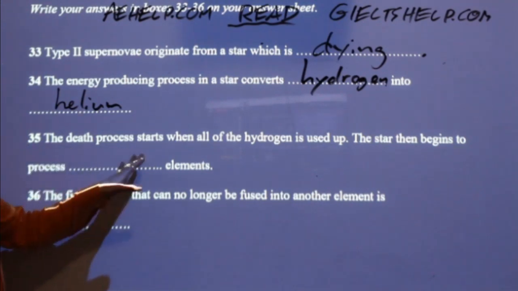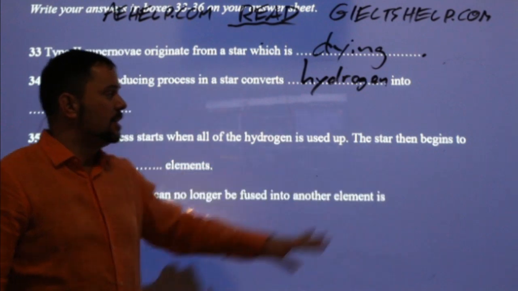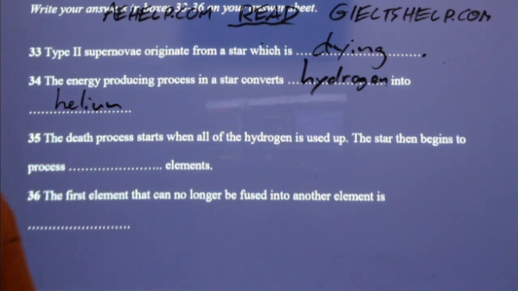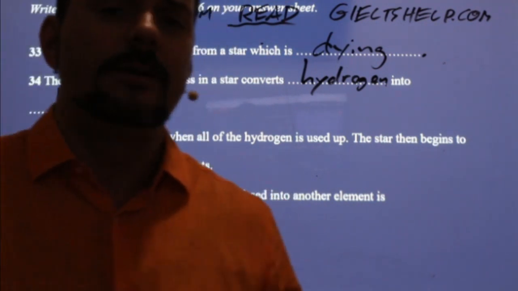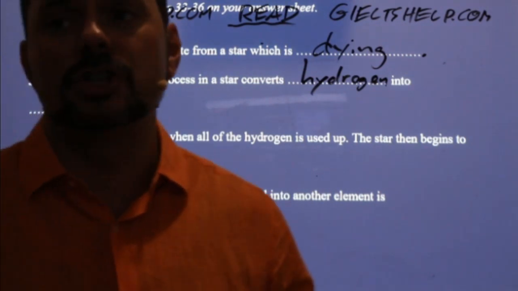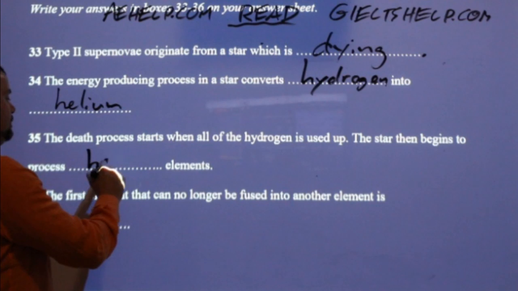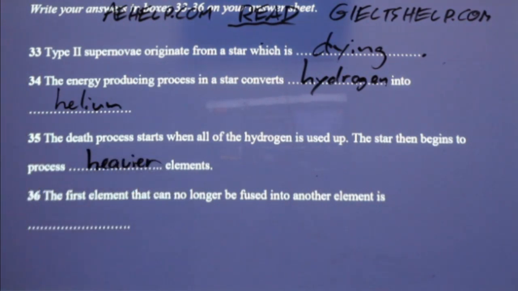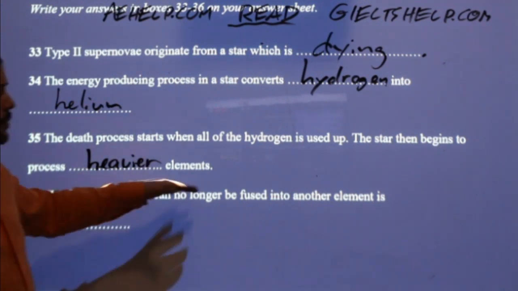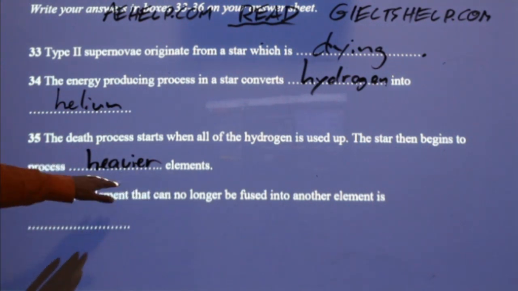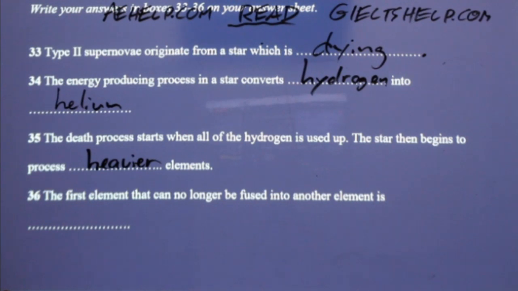Okay, number 35. The death process starts when all of the hydrogen is used up. The star then begins to process something elements. What do you think is the most logical word to put in for 35 without searching? And this is, again, a tip, students. Many of these fill in the blanks, you can figure them out without searching the passage. Yeah, Ryuk, very good. Heavier elements. Heavy elements, you might get it for heavy elements. Heavier because it's relative to hydrogen. It's heavier than hydrogen, right? So heavy or heavier elements. I'll probably give it to you for heavy.